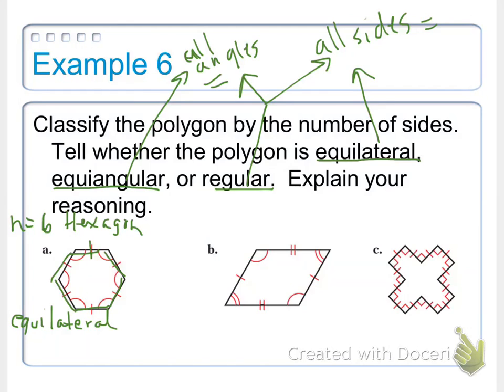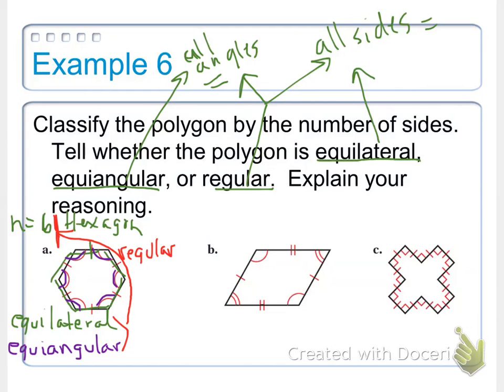Okay, I'm just going to change it to a different color. If I look at it, all the angles are the same. They all have 1 arc. Since they all have 1 arc, it's equiangular. All the angles inside it are the same, so it's equiangular. And then since it's both, I would put the word regular right there. It's a regular hexagon.